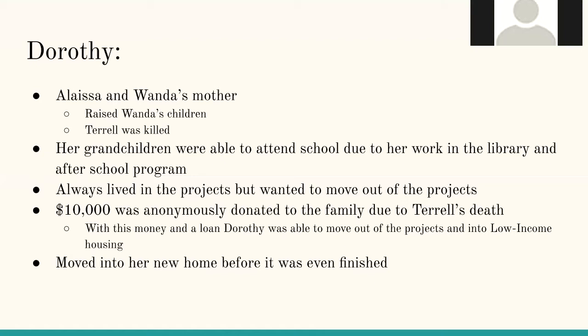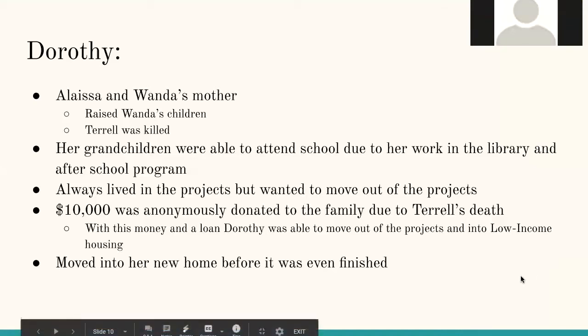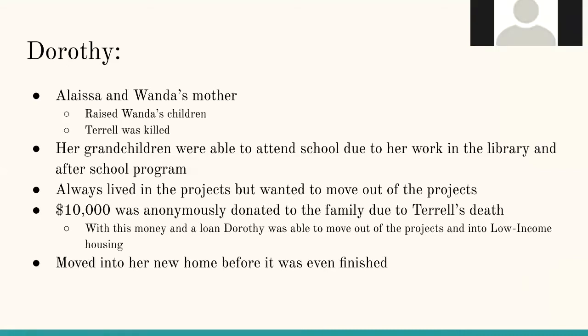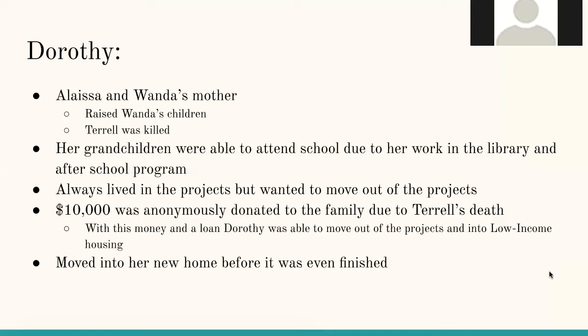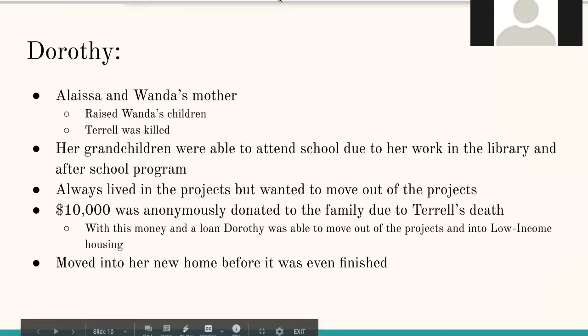When Dorothy's grandson Terrell was killed, it shook her family. And due to the media coverage of Terrell's death, a $10,000 donation was anonymously donated to the family, and Dorothy knew that she wanted to use that money to get out of the projects. 4 years later, Dorothy received help from a home construction project for low-income families, and with the help of the project and the $10,000, Dorothy was able to purchase a home. The home was built for her family, and Dorothy moved in before the home was completely finished. They moved in just in time to celebrate Christmas in their new home.